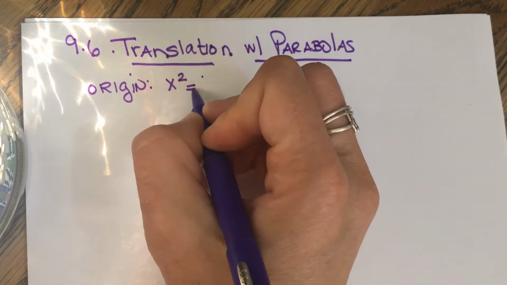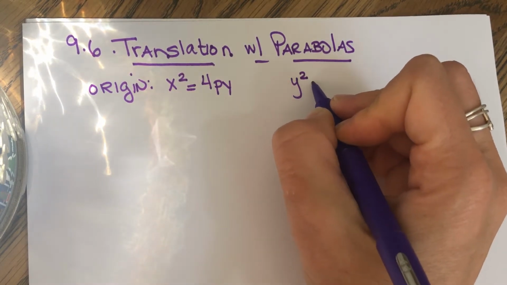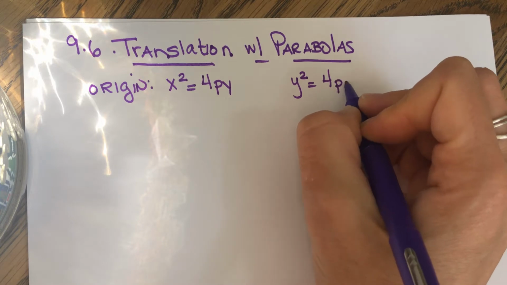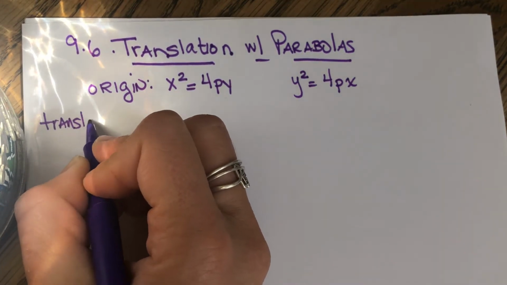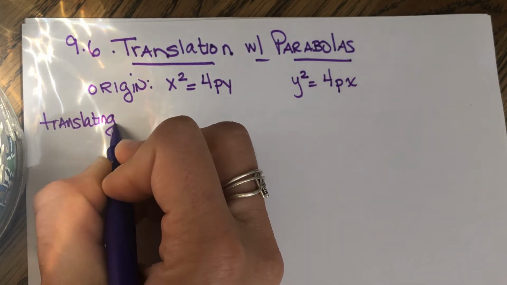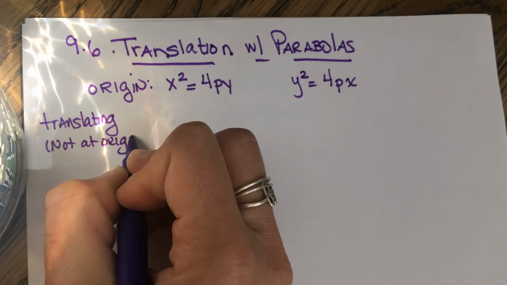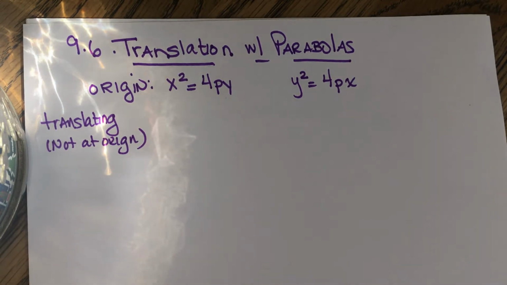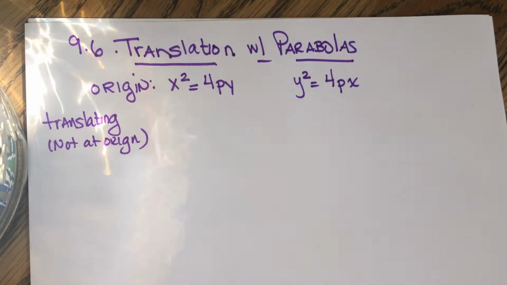This is your parent function, right? Or you guys have y squared equals 4px. So when we are translating, which means it's obviously not at the origin, just like we've always done, what are the letters we use? We use the h, k. The h goes with the x, the k goes with the y. So what would this one look like?